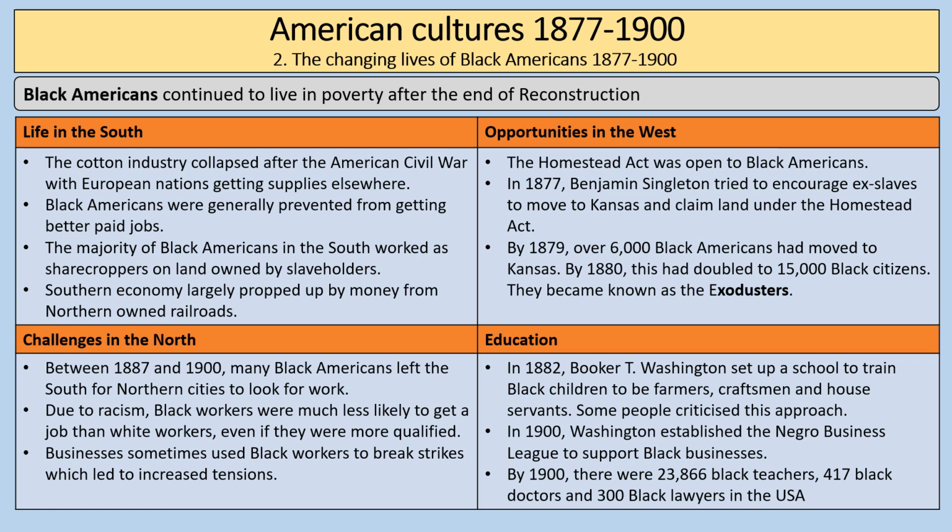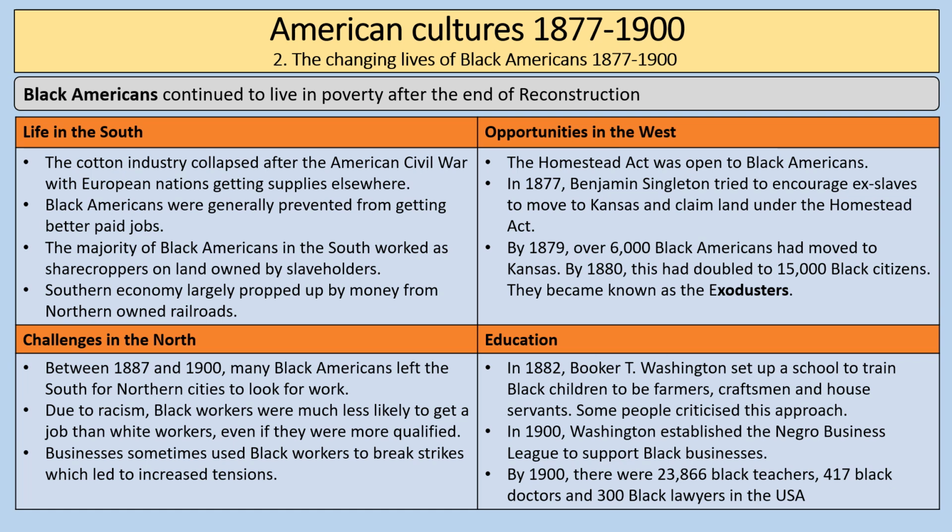In terms of challenges in the North, between 1887 and 1900, many black Americans left the South for northern cities to look for work. Due to racism, black workers were much less likely to get a job than white workers, even if they were more qualified. Businesses sometimes used black workers to break strikes, which led to increased tensions.